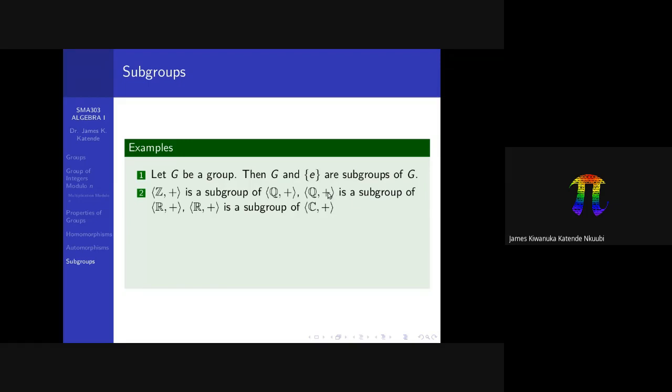And the rationals, again, will be a subgroup of the real numbers, because the rational numbers are a subset of the set of real numbers. And also the real numbers will be a subgroup of the group of complex numbers under addition. These are examples we have already seen. We didn't call them subgroups before, but now we can, because we have defined a subgroup.